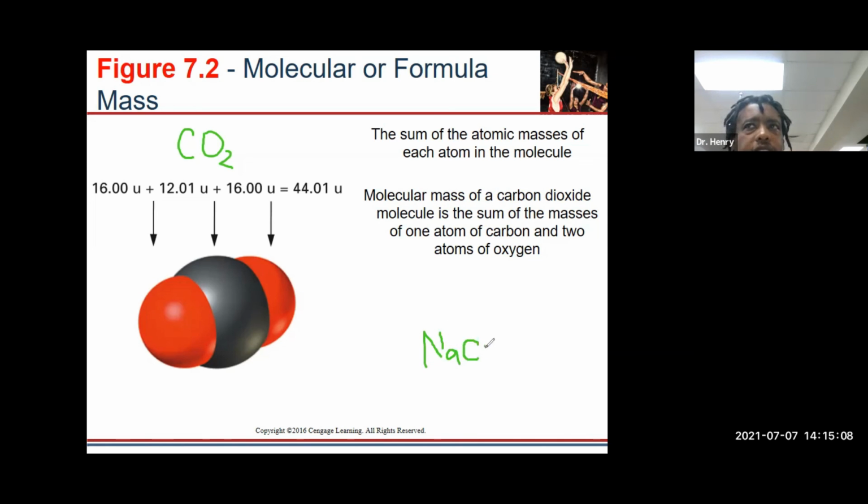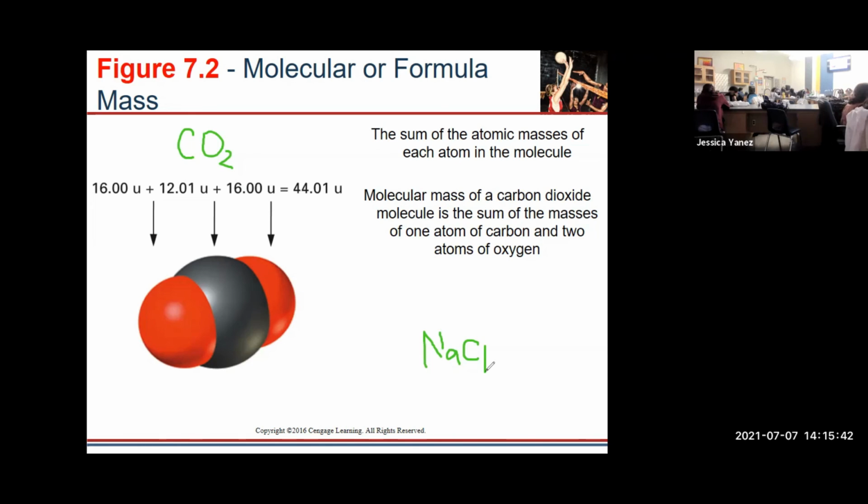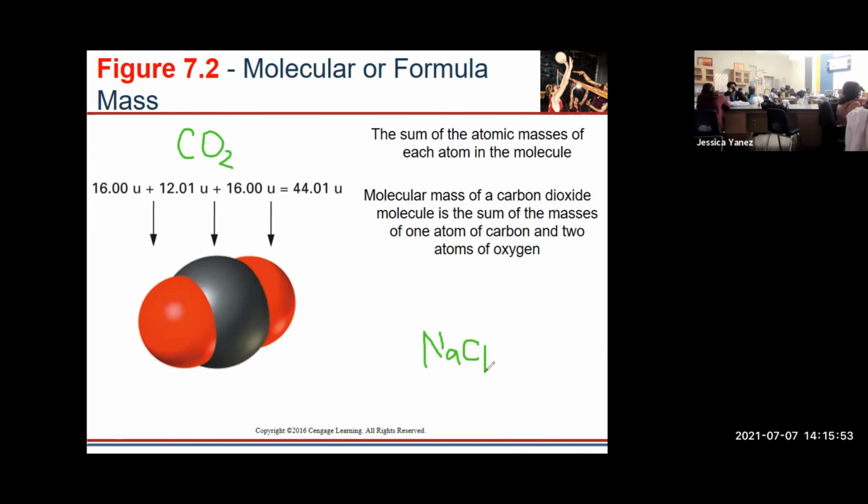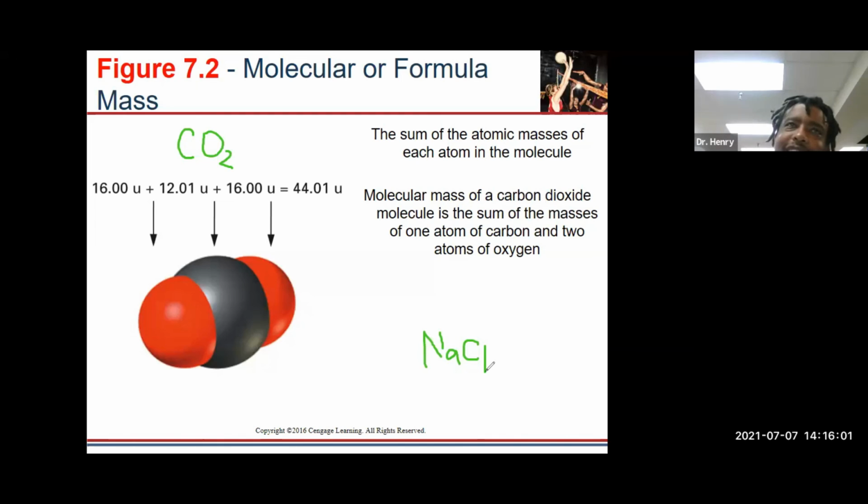So NaCl is an ionic compound, is that right? What holds it together? What keeps it a solid? What keeps it a solid when it's at room temperature? So what is holding that sodium and that chloride together? Are you guys there? So what holds it together? What holds ionic compounds together?